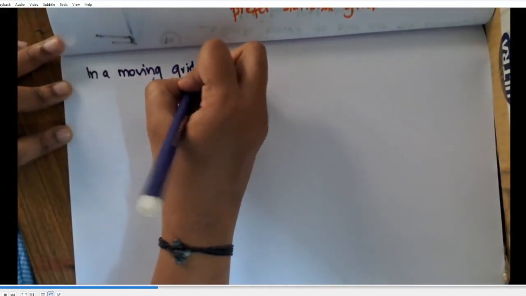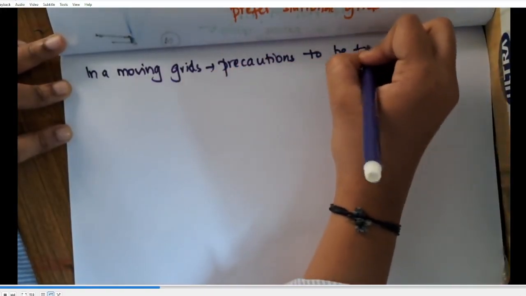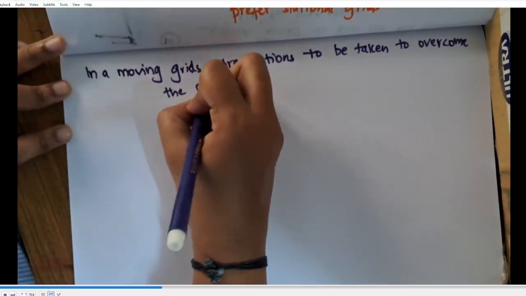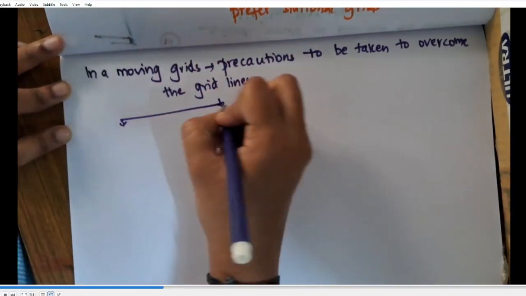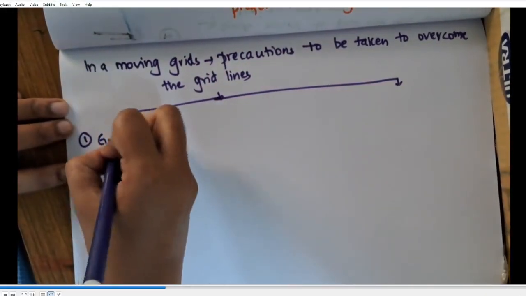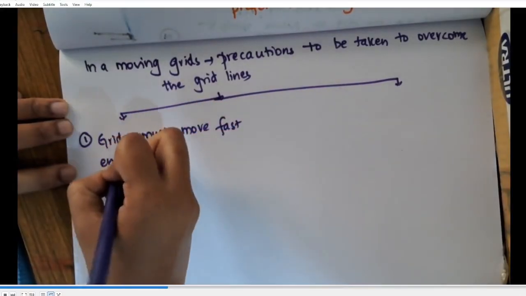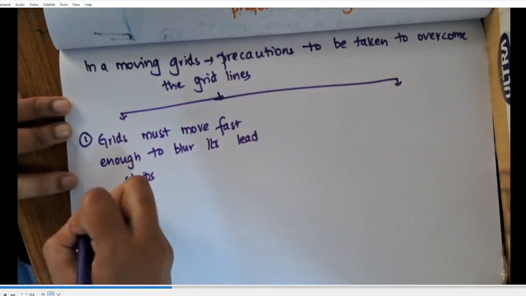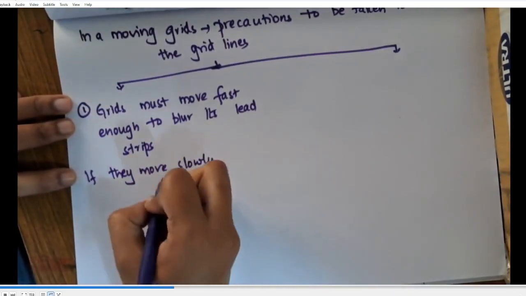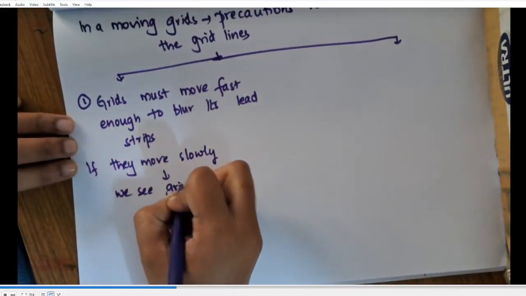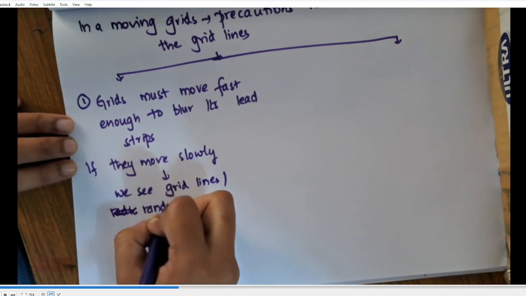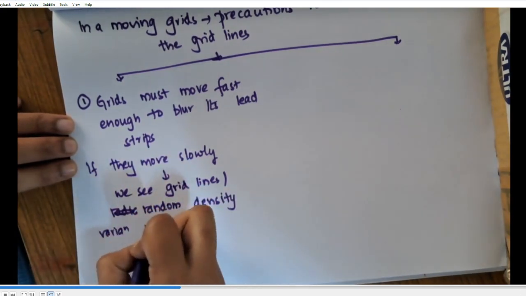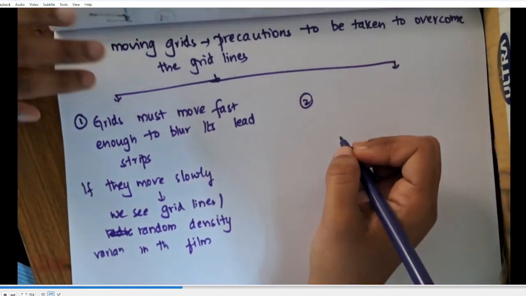Some radiologists prefer stationary grids and they prefer grid lines. If you are using a moving grid and you want to avoid the grid lines, we have to take two precautions. First, grids must move fast enough to blur the lead strips. If the grid moves too slowly, you will either see the grid lines themselves, or you can also see some random density variations in the film which are as distracting as the grid lines.